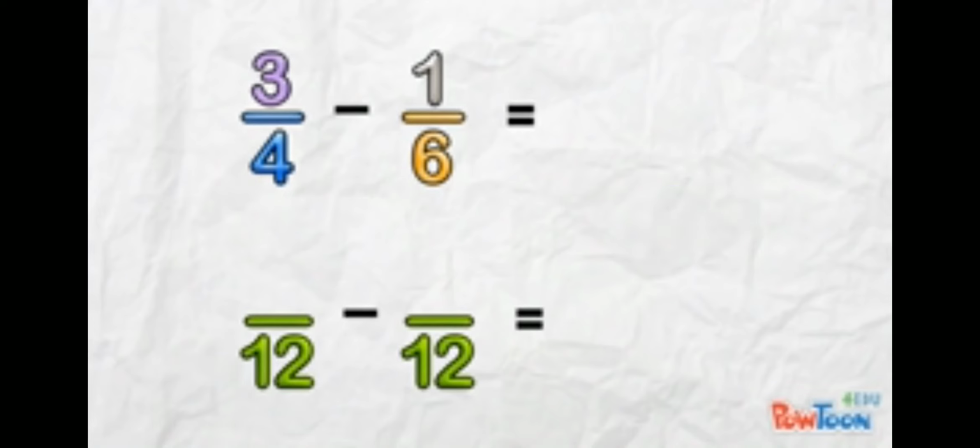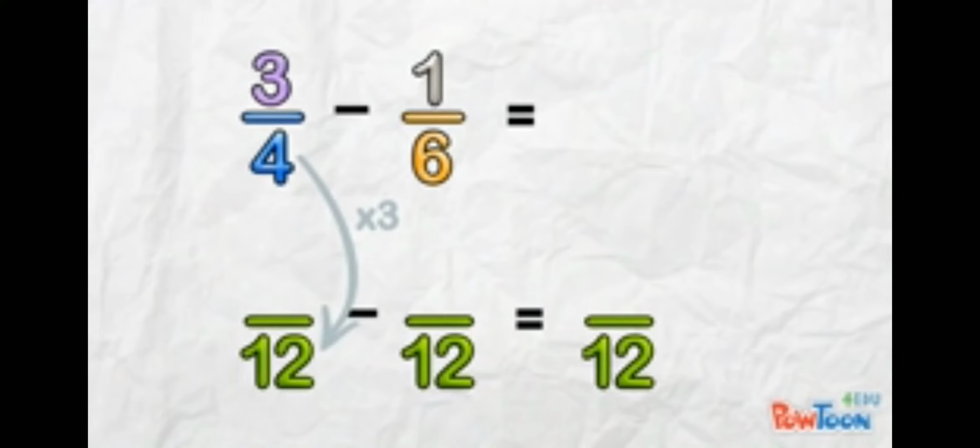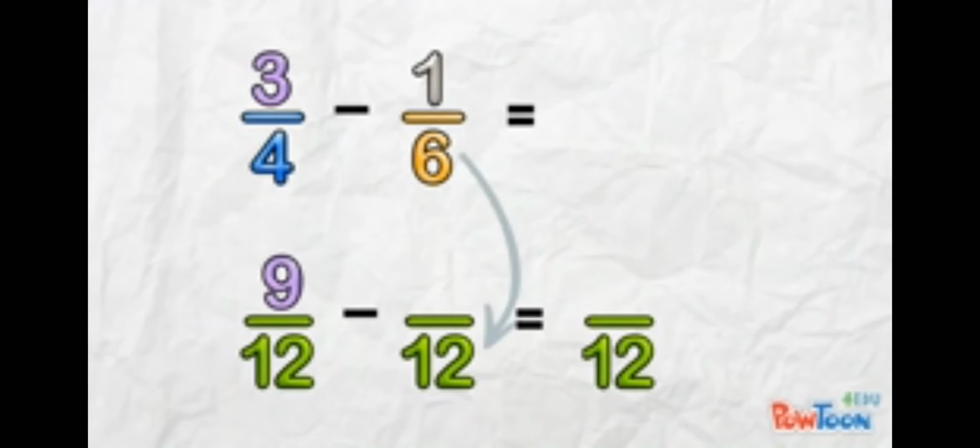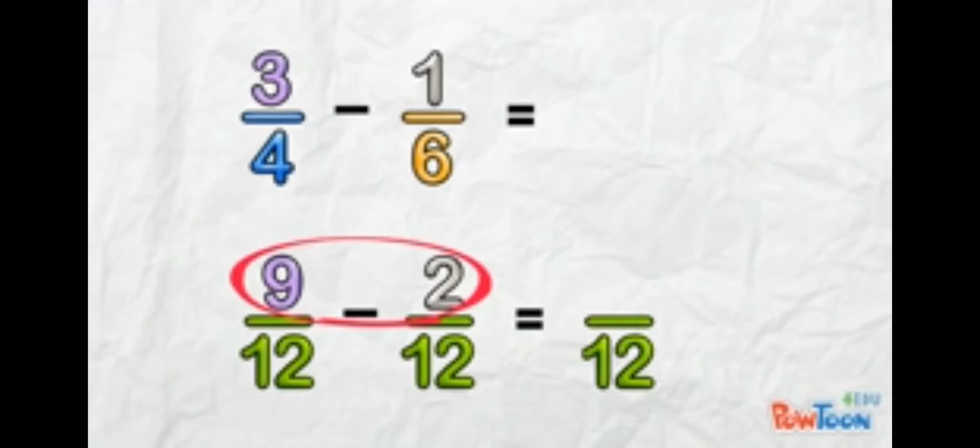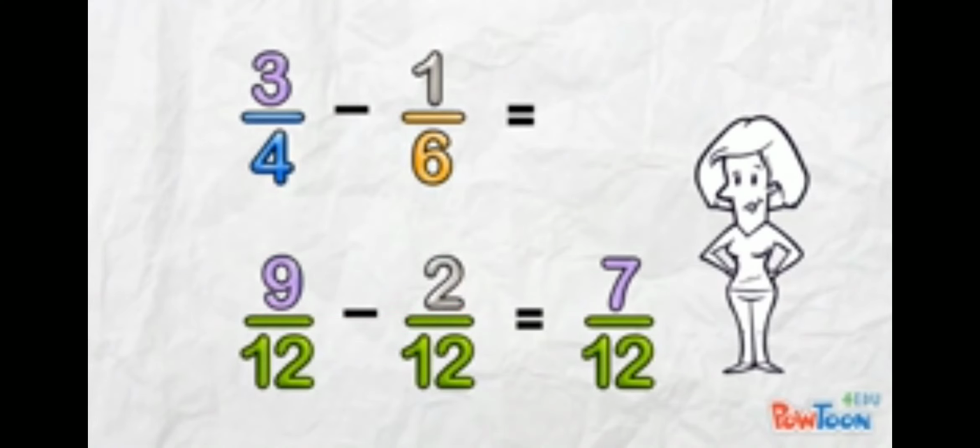Put it in the answer now. We multiply 4 by 3 to get 12, so we do the same to the numerator. 3 times 3 is 9. And for 1/6, we multiply 6 by 2 to get 12, so we do the same up top. 2 over 12. And now we work with the numerators. 9 minus 2, that's 7 over 12. We can't reduce this fraction, so we're all done.